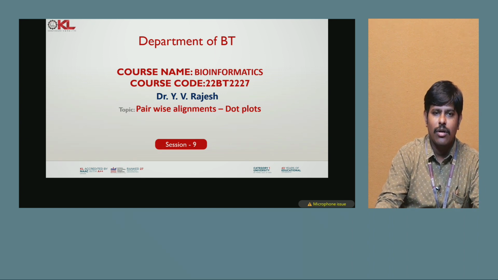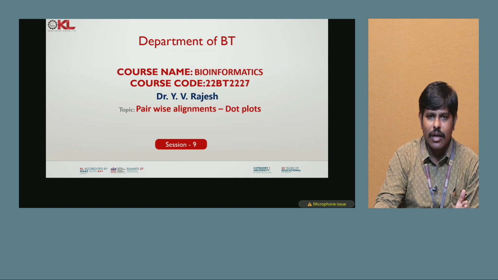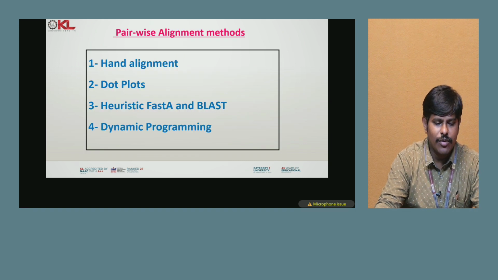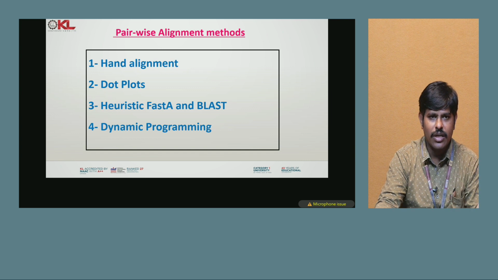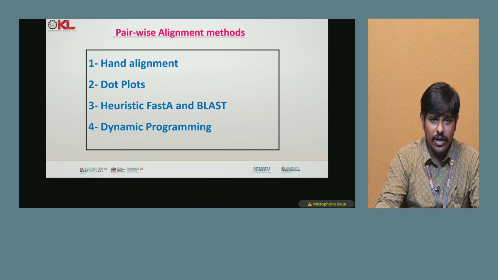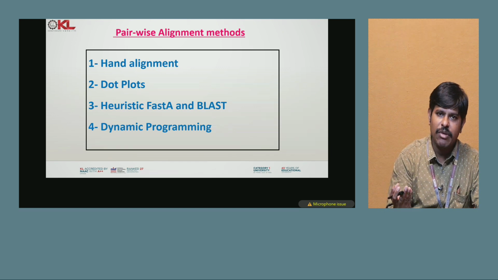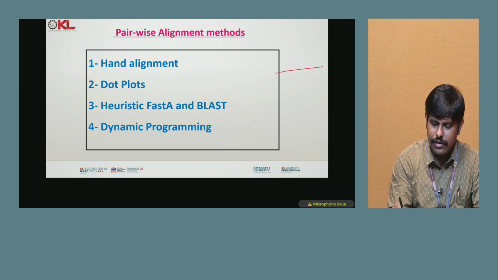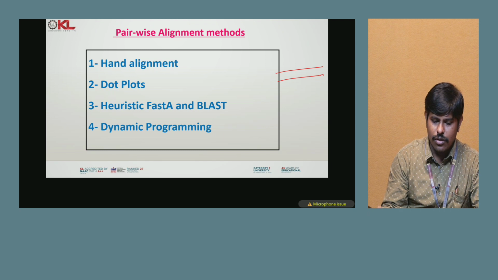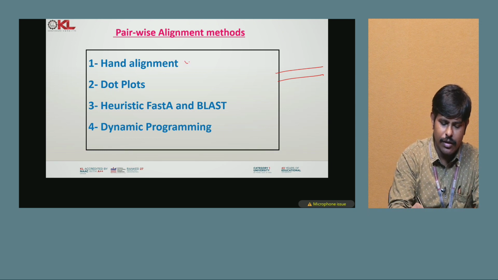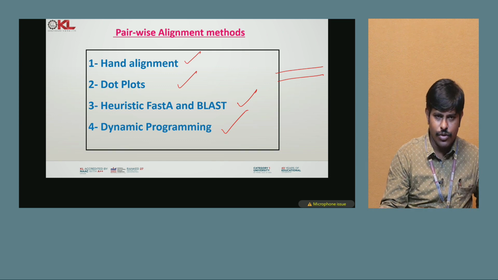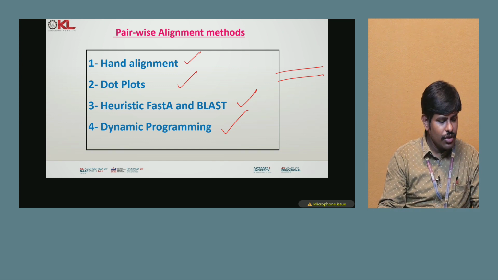So we'll learn about pairwise sequence alignment methods, and we'll learn more detail about the dot plot approach. In previous sessions we learned about definitions of sequence alignments, global alignment and local alignment. So we'll see the methodological part of sequence alignment, how it is done. If you have two sequences, sequence 1 and sequence 2, there are four broad approaches: hand alignment, dot plot method, heuristic methods, and dynamic programming approach. Four different kinds of approaches you can do here.